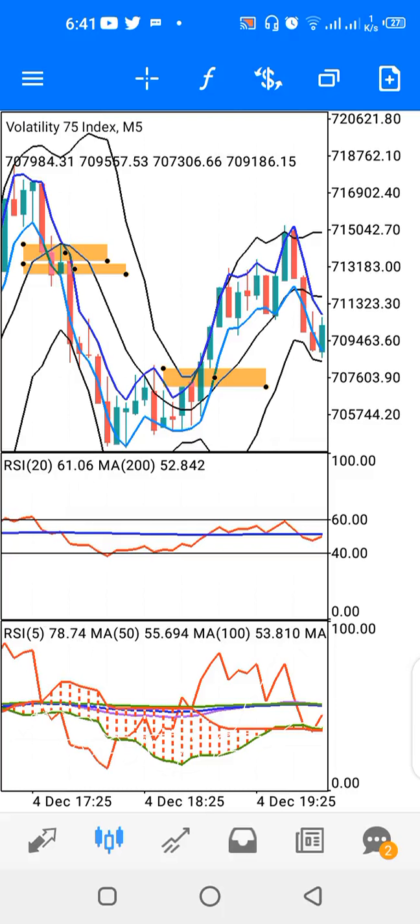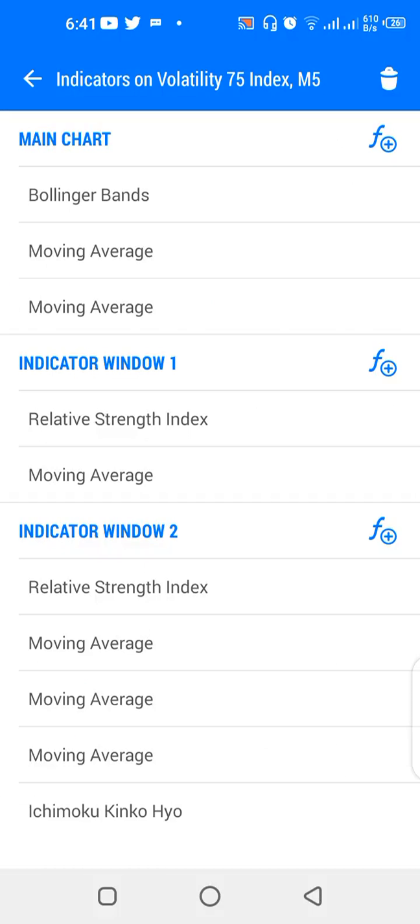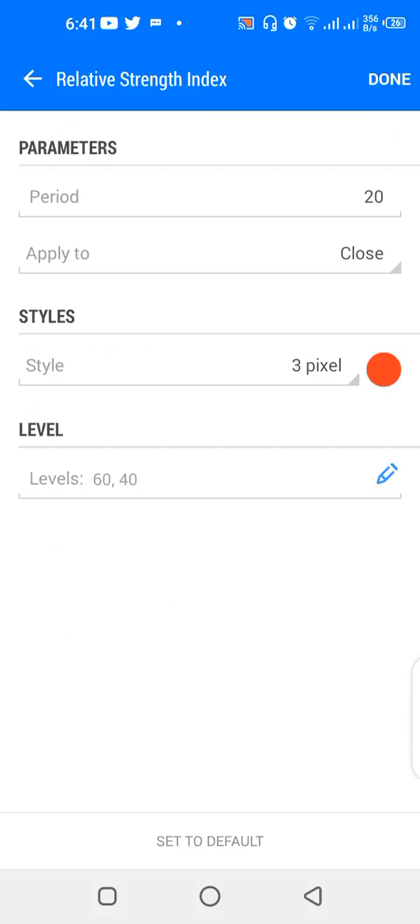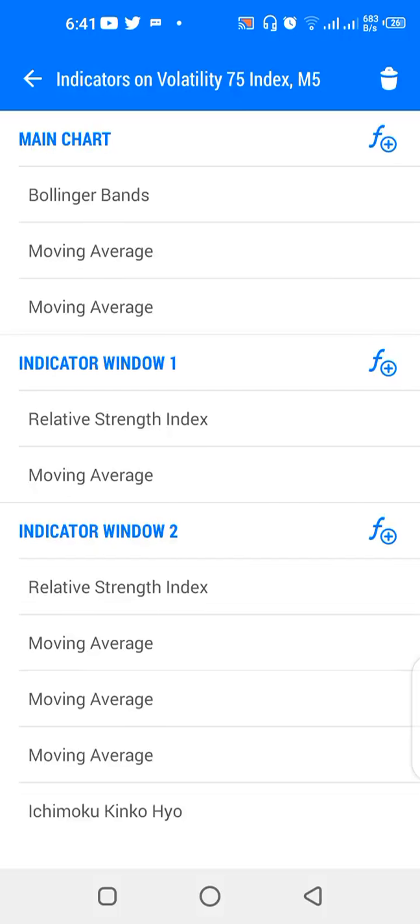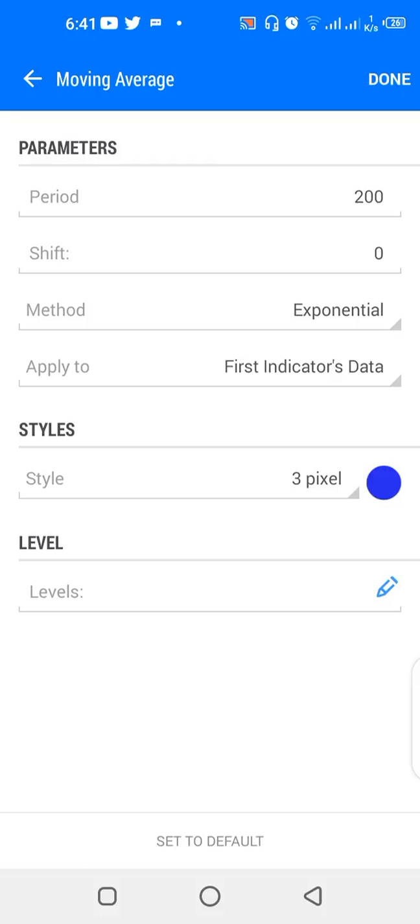For indicator window 1, let's look at the settings before we see how it works. For indicator window 1, we have relative strength index. The period is 20. Applied to close, color is red. For the levels, we have 60 and then we have 40. Apart from relative strength index, which is your RSI, we have just one moving average. The period is 200. Shift is 0. Method is exponential. Apply to first indicator's data, and the color is blue.